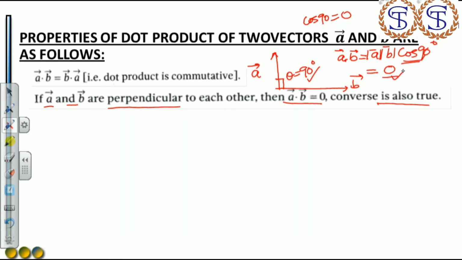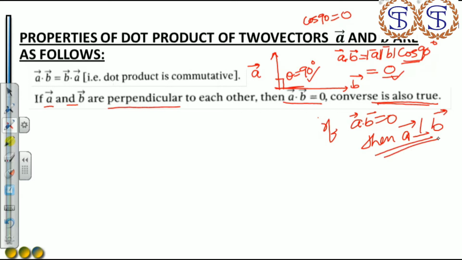So when will we get the dot product of two vectors as 0? When these two vectors are perpendicular to each other. And the converse is also true: if A dot B is 0, then we can say A is perpendicular to B. This is the converse of the statement that if A and B are perpendicular, then A dot B is 0. And in the converse, if A dot B is 0, then A and B are perpendicular to each other.